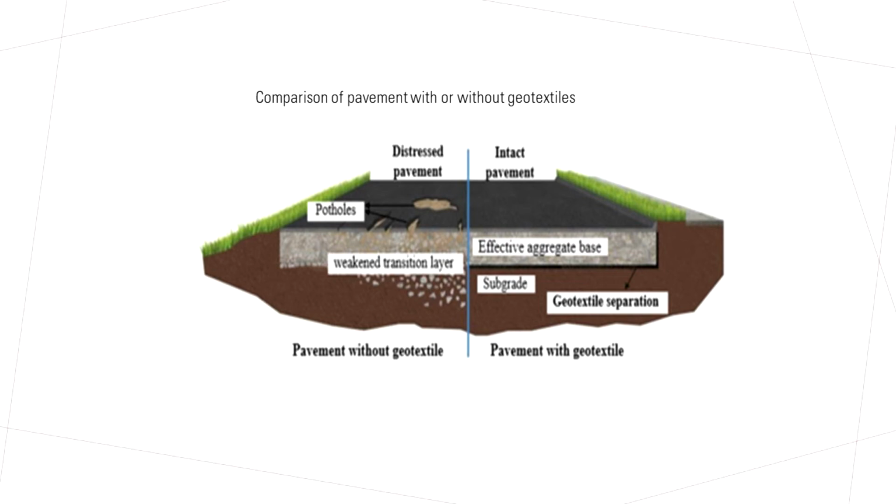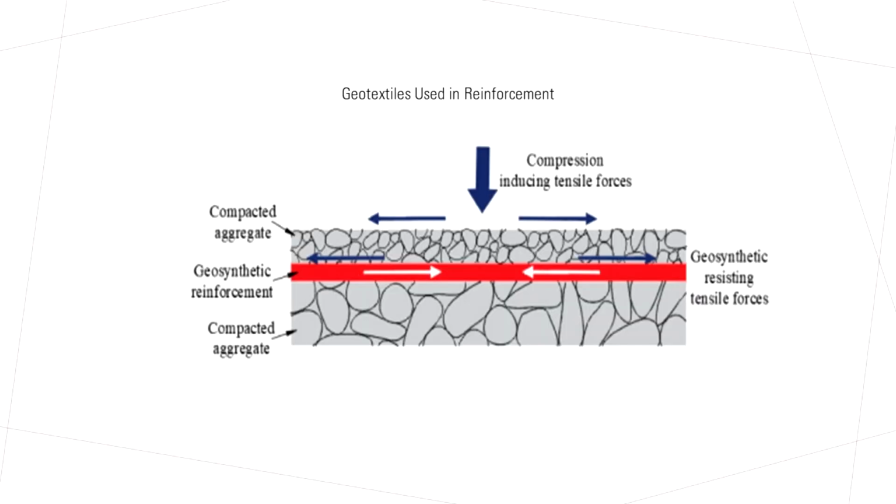The separation function of the geotextile can effectively prevent the pumping effect created by dynamic loads. The application areas are between the subgrade and stone base in unpaved and paved roads and airfields, between the subgrade and railroad ballast, and between landfill and stone base course. And then for the next function of the geotextile, you can see the next slide.